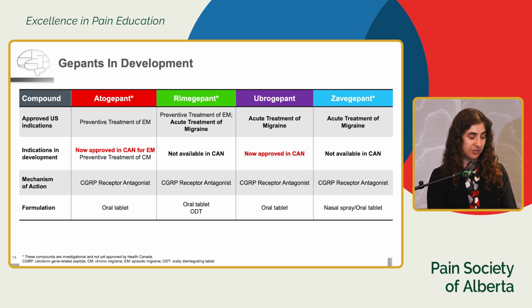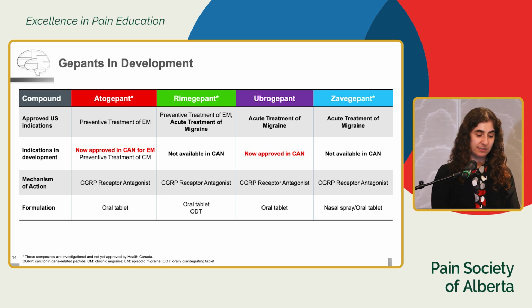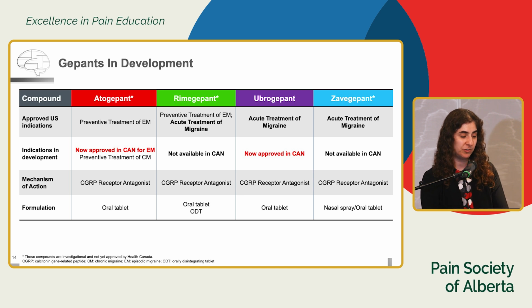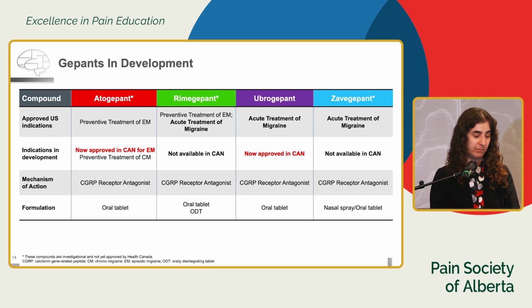And all of them work at the CGRP receptor by antagonizing it. As you can see there, ubrogepant is an oral tablet. Atogepant is oral as well, but rimegepant will have an oral disintegrating tablet as well. I won't discuss zivegepant because it's just going to be available in the US. As far as I know, it's not coming to Canada, but it is available as both a nasal spray and an oral tablet. So for now, because we're talking about acute treatments, we'll focus on ubrogepant and rimegepant because those are the two that we would use for symptomatic or acute therapy.